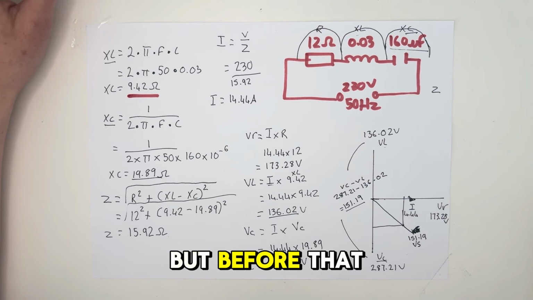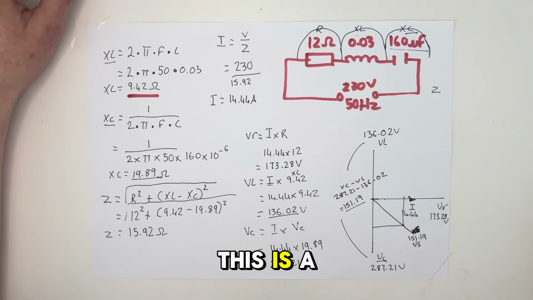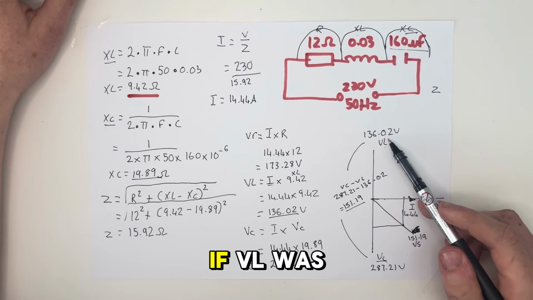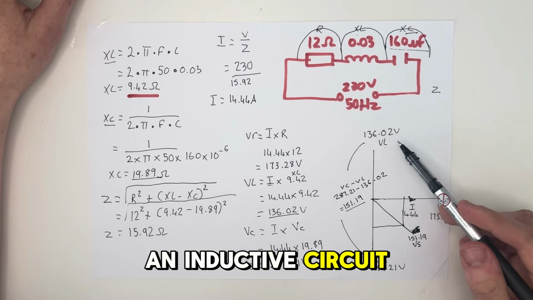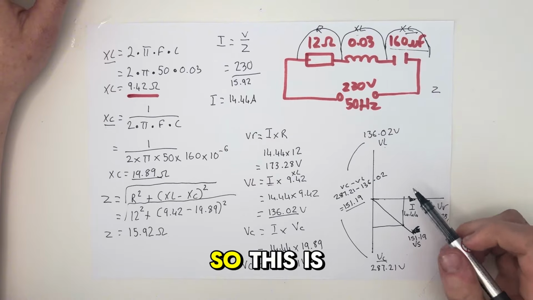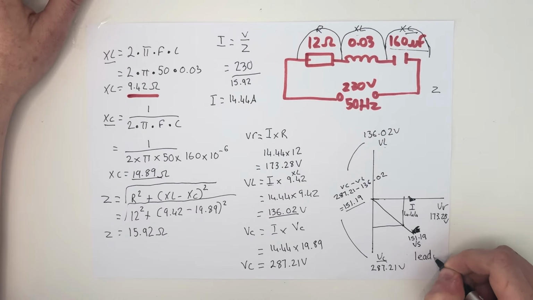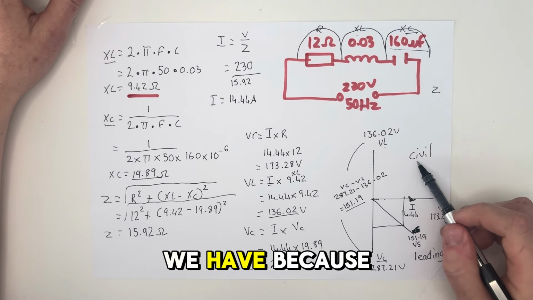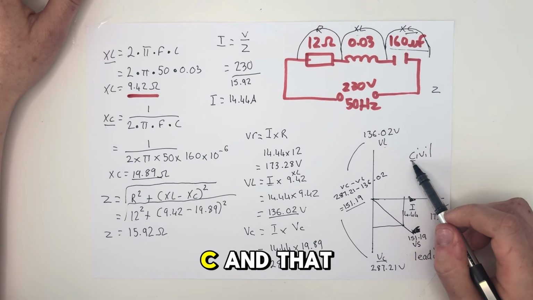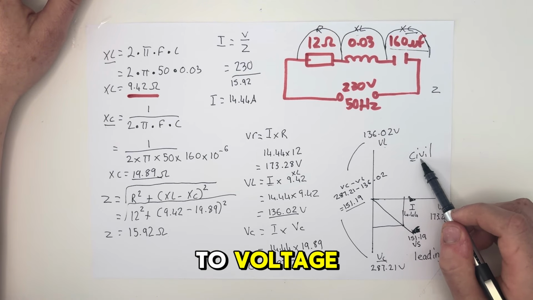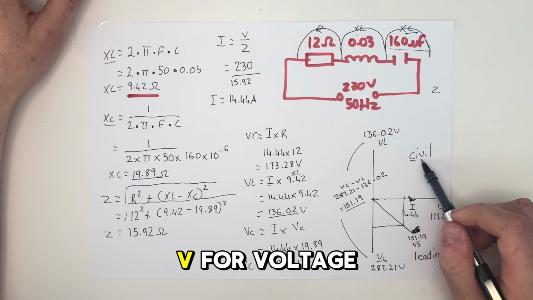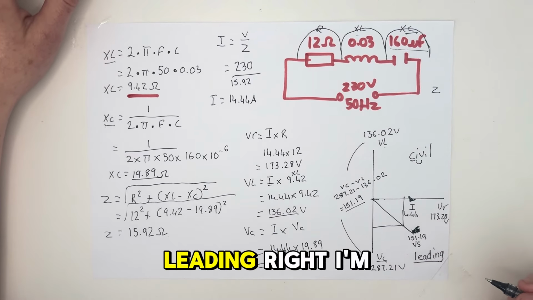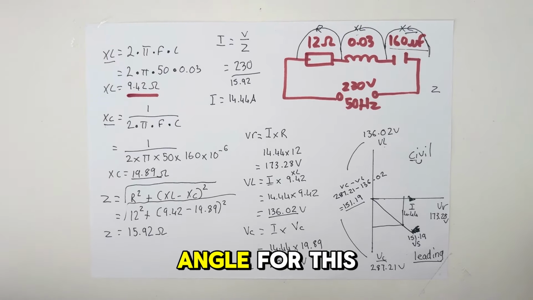But before that, we know that this is a capacitive circuit because we have VC bigger than VL. If VL was bigger than VC, it would be an inductive circuit. But it's not, so this is now leading. So if we have CIVIL, because it's a capacitive circuit, we start at C, and that means current leads the voltage. I for current, V for voltage. So current leads the voltage. So we have leading.